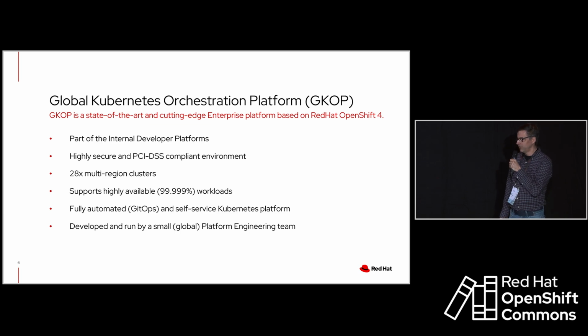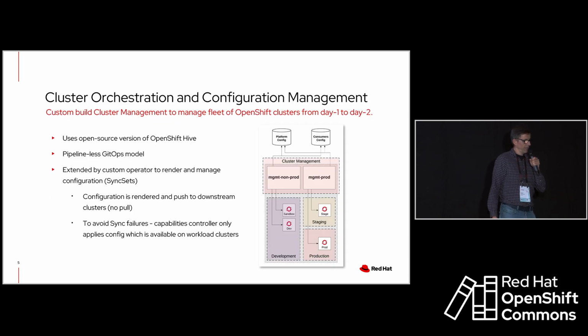Today, I want to introduce you to Worldpay's platform product, the Global Kubernetes Orchestration Platform, GKOP, as we call it. It's an enterprise platform based on Red Hat OpenShift on AWS. It's part of the internal developer platforms at Worldpay. It's highly secure, PCI DSS compliant, and we run a fleet of 28 clusters across multiple regions, which run highly available workloads. So GKOP is our product because it's so much more than just OpenShift. We built a lot of automation around it.